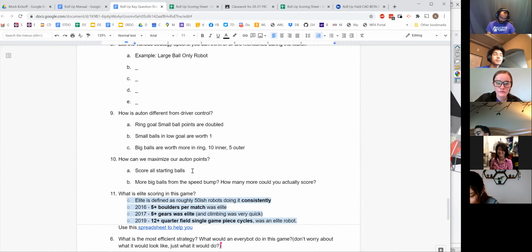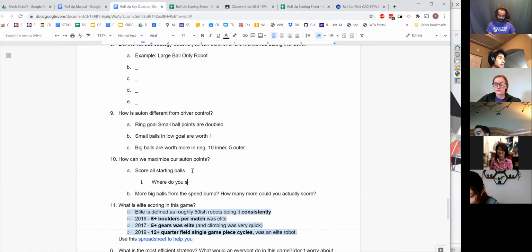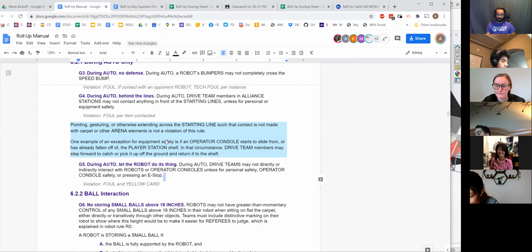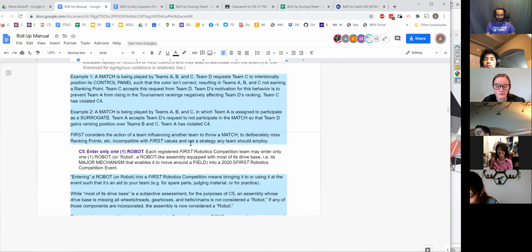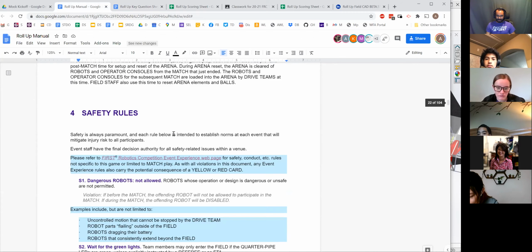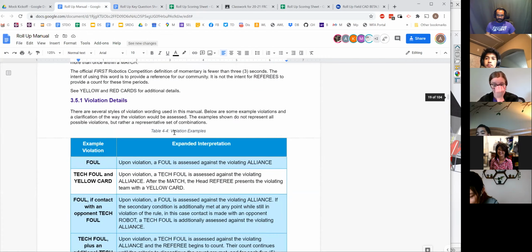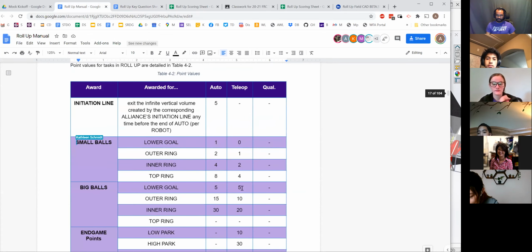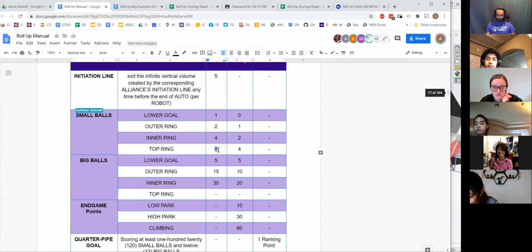The other question is where you score the small balls, and the big ball too. Those small balls are potentially more important when you have an 8 in the top goal. There's a potential for 80 points with just your starter balls if you can manage to get all 10 of them into the top ring.